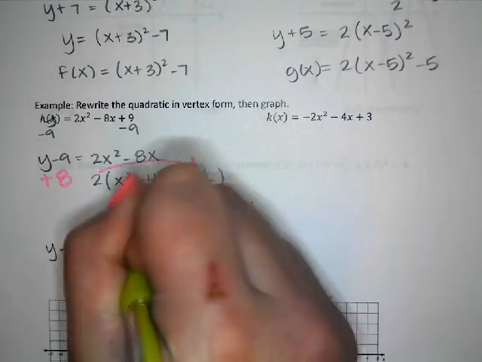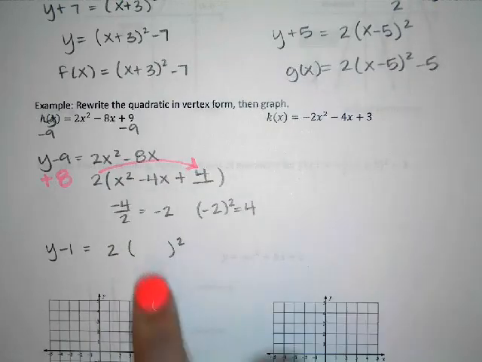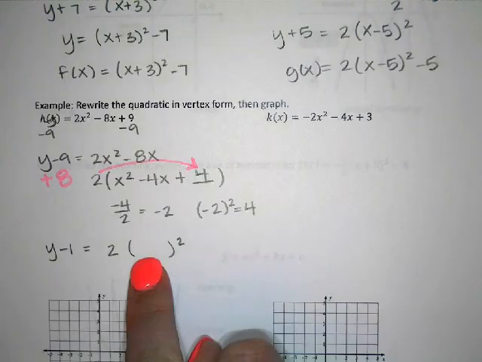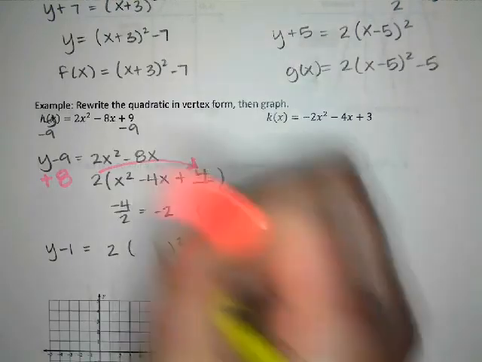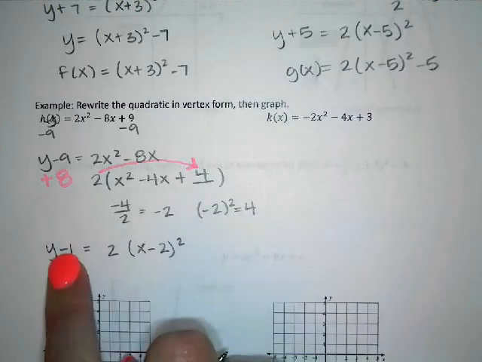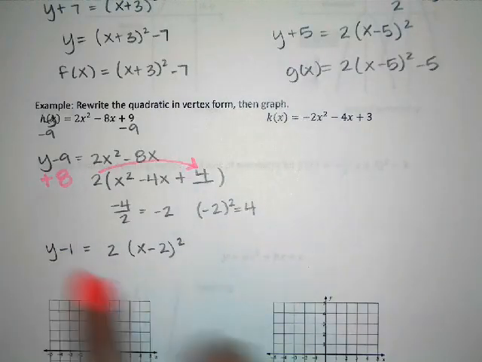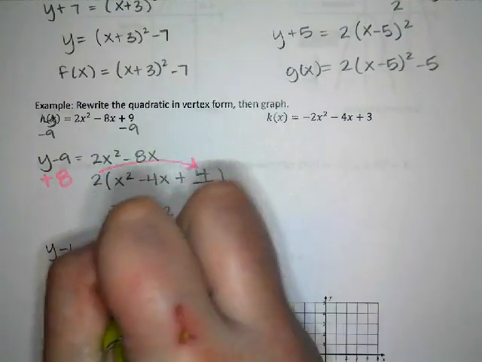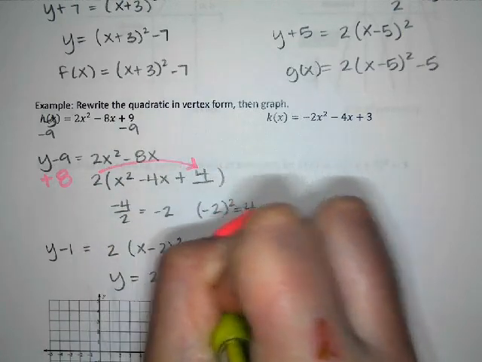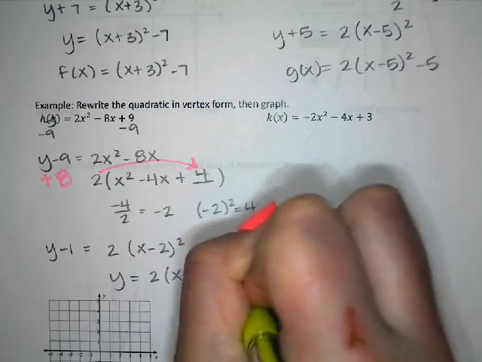And I have 2 times parentheses squared. Whatever I got when I divided by 2 is what goes in the parentheses. So x minus 2. And then I can go ahead and take this negative 1 and just add it to the other side. So y equals 2, x minus 2 squared plus 1.